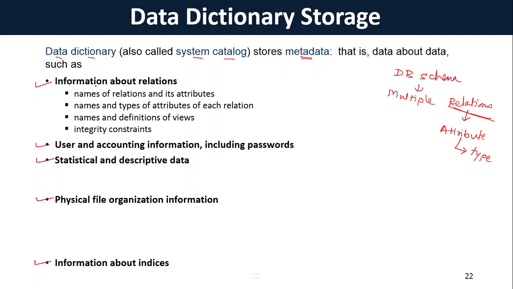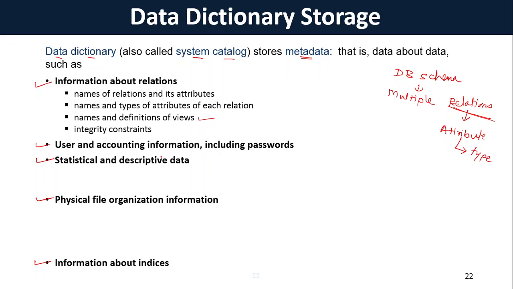For example, we are storing names of relations and their attributes, names and types of attributes of each relation, names and definitions of views, and integrity constraints. We are creating views also in the database schema. So whatever views are defined, the definitions of those views and the names of the views need to be maintained. All this information is stored in the data dictionary, right?